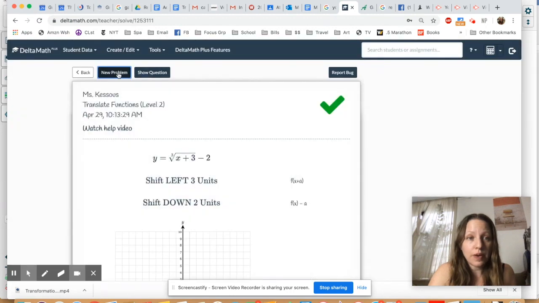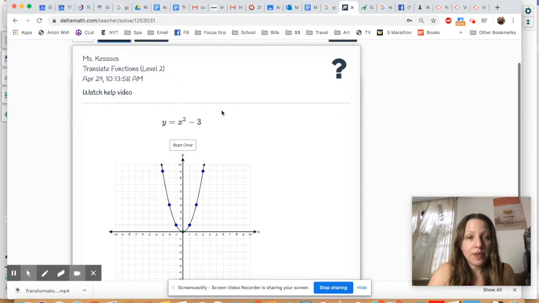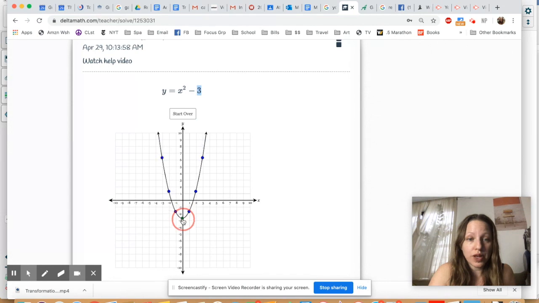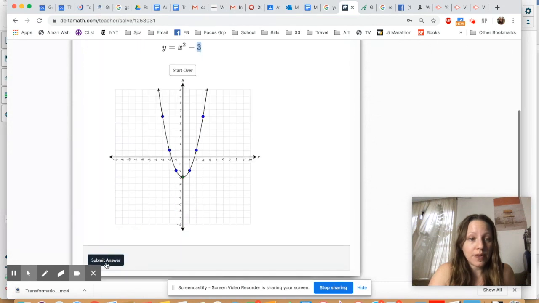Let's do one more. Okay. This one has nothing inside parentheses, but it has a -3 here at the end outside. That means I go down 3. So I click on the green dot again and go down 1, 2, 3, and that's it, and hit submit.